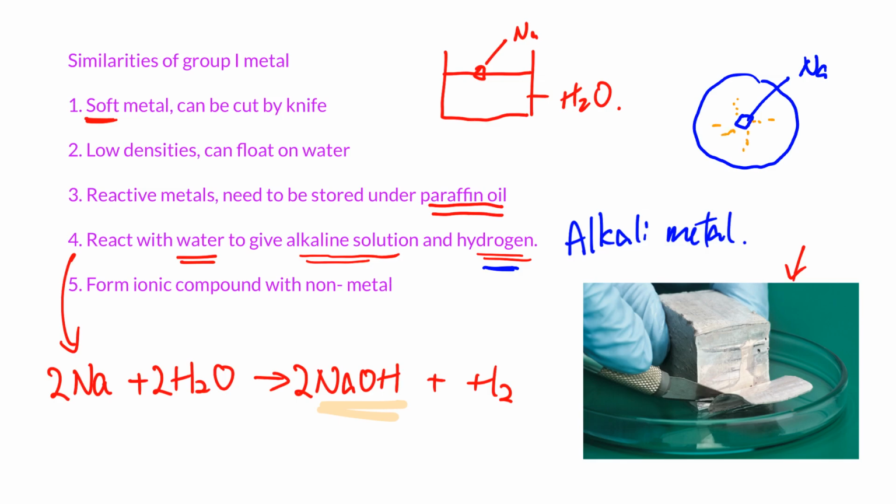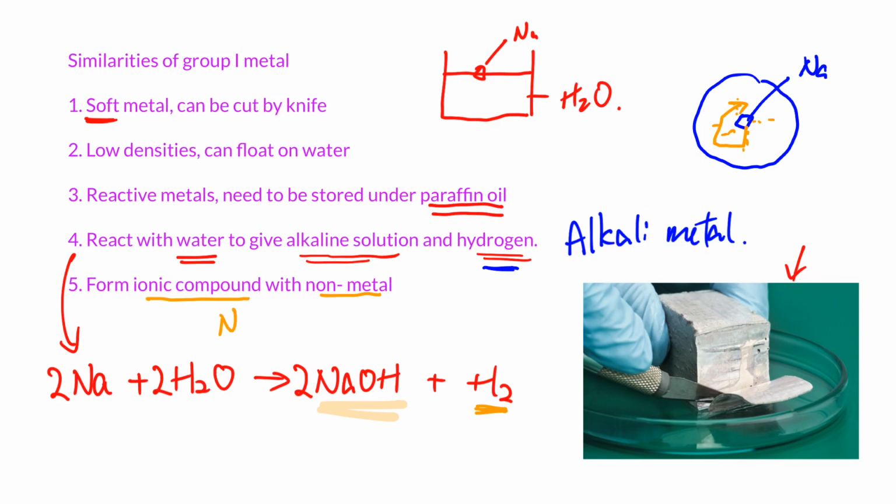So therefore this alkali metal will just move in different directions, just like a propellant giving out from one end of the sodium and then pushing it to the other end. So these bubbles will push the sodium to move around on the surface vigorously. And finally, alkali metals can form ionic compounds with non-metals.